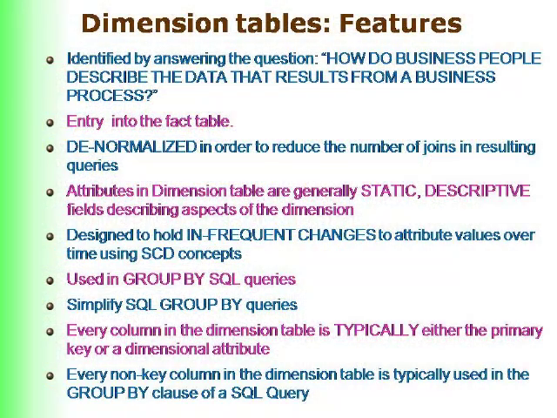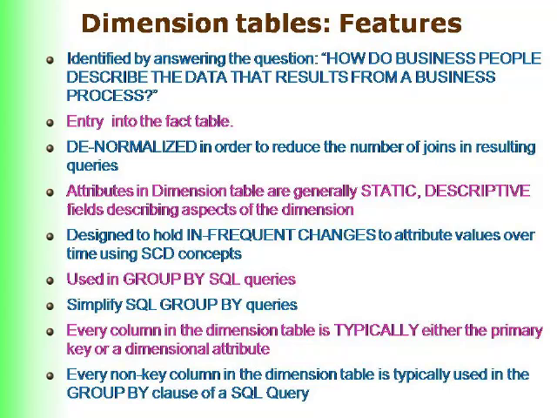Features of dimension tables. Dimension is identified by answering the question, how do business people describe the data that results from a business process? Entry into the fact table. In order to provide a value in the fact table, we must consider dimension as a starting point. That is why it is considered as an entry into the fact table. Or in other words, in order to design the fact table, first we should understand the dimension tables.